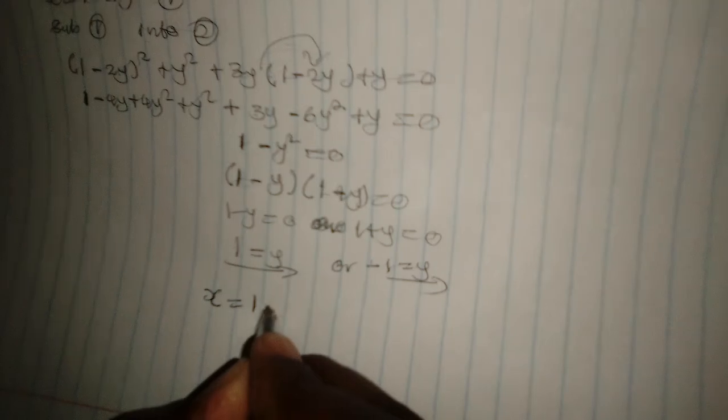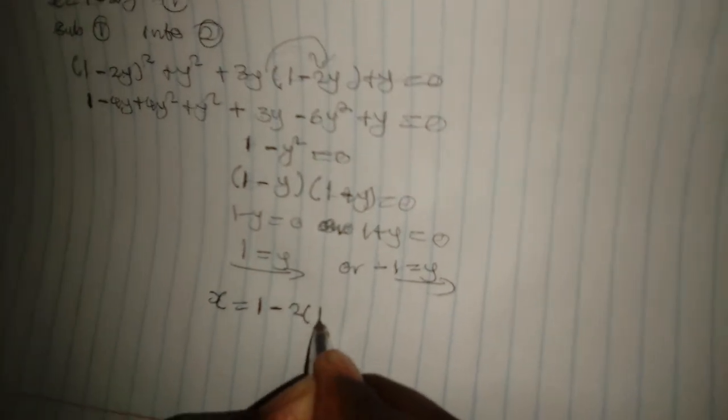Remember, the question was saying solve for x and y. So what is missing? It's x. How do we get x? We can use these solutions and substitute them in any equation. But for simplicity, let's substitute them into the first equation, which is x is equal to 1 minus 2y. Where there is y, we will put 1 there.